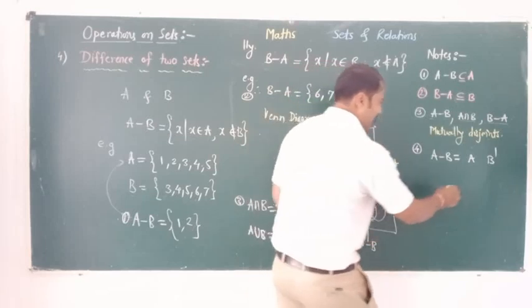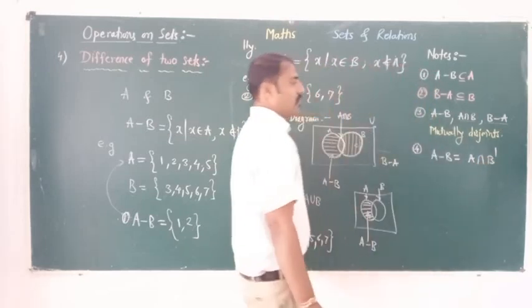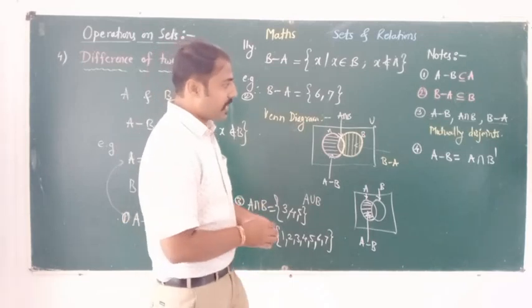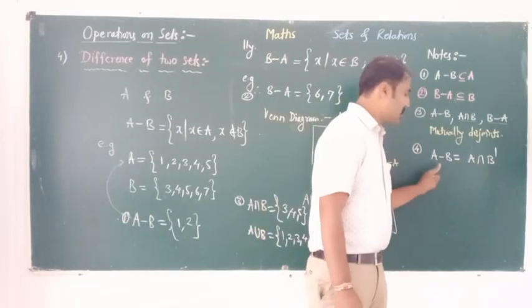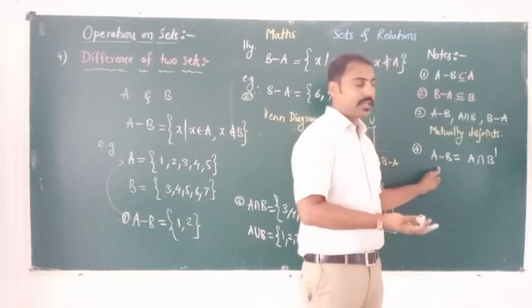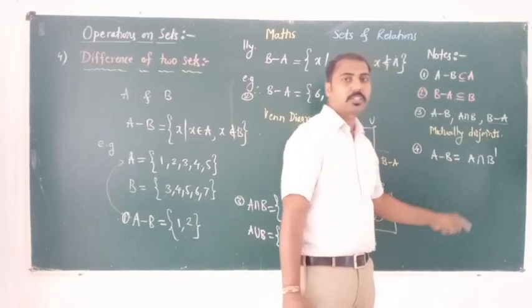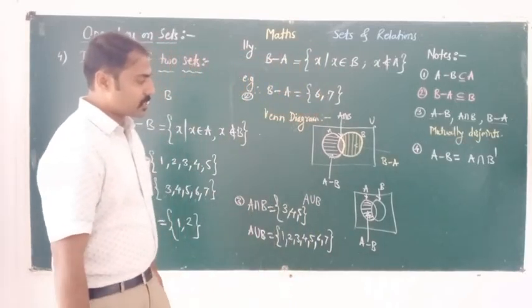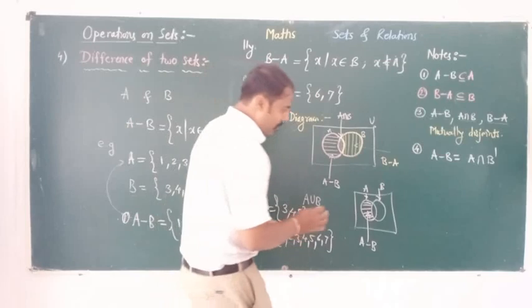And if we take the intersection of these two sets, A intersection B dash, then it is clearly A minus B. A minus B is nothing but A intersection B complement. B complement is what?